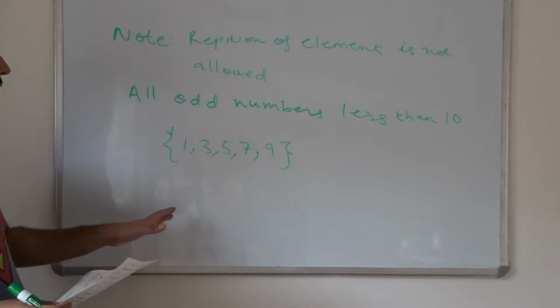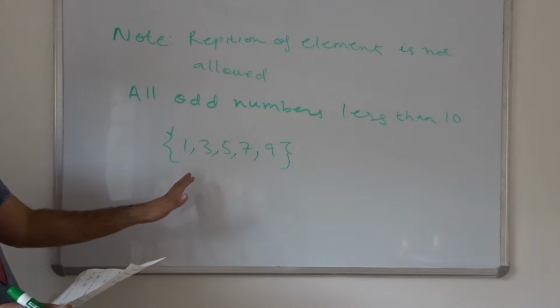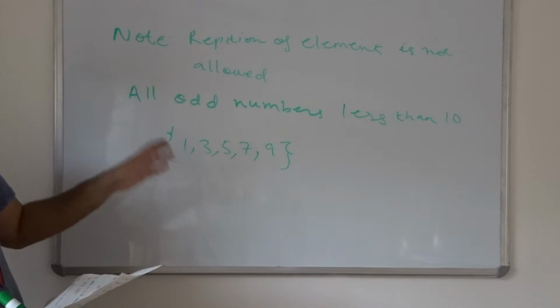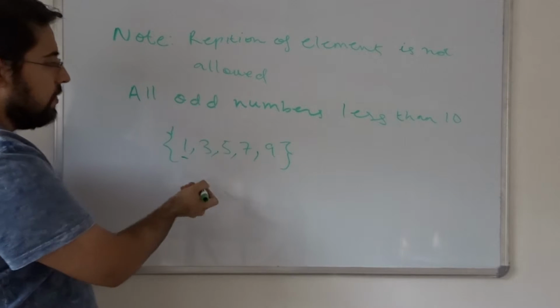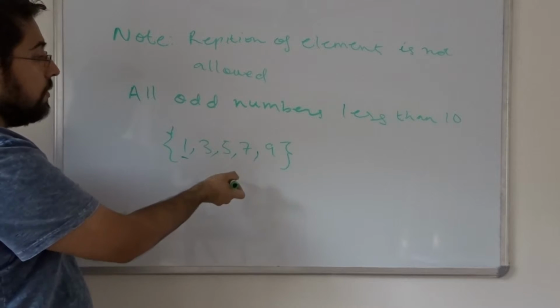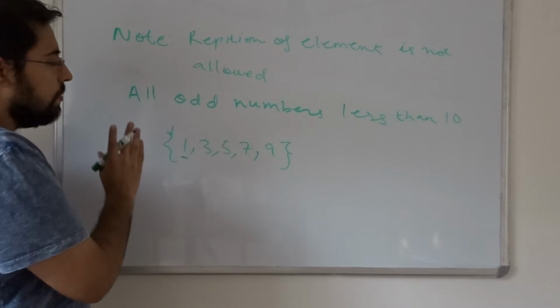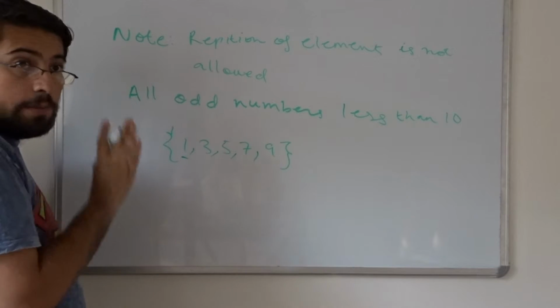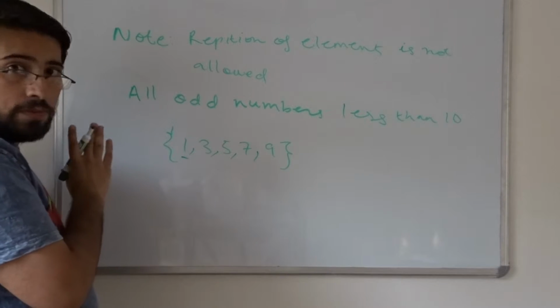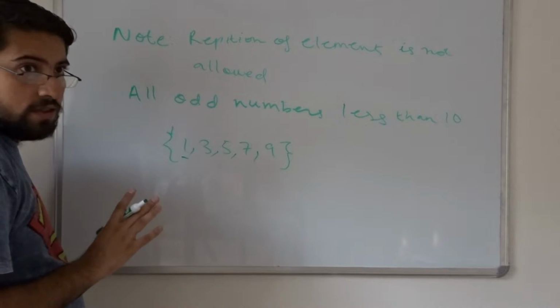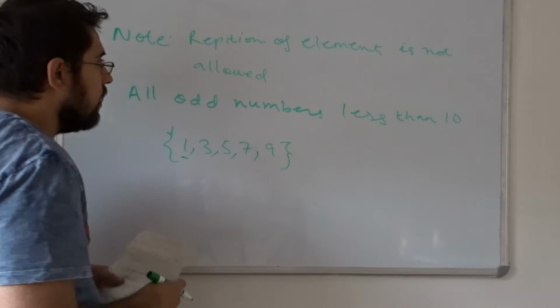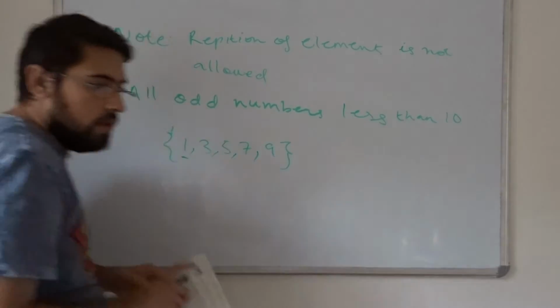So obviously there is no repetition of any number one more time. It's just one element of 1, one element of 3, one element of 5, one element of 7. So you do not repeat the same digit or the same alphabet twice. No element is repeated twice.